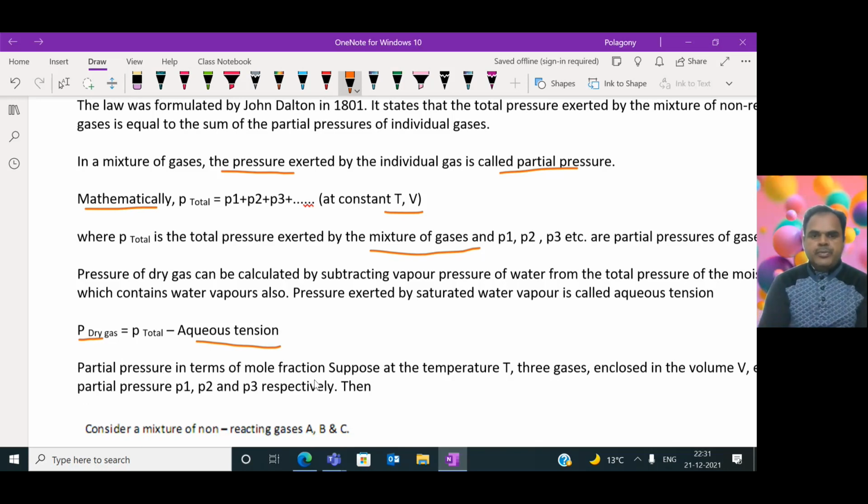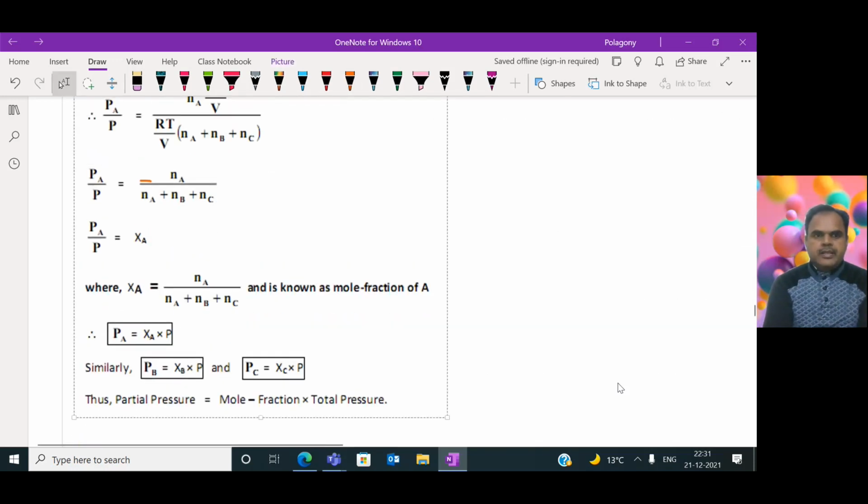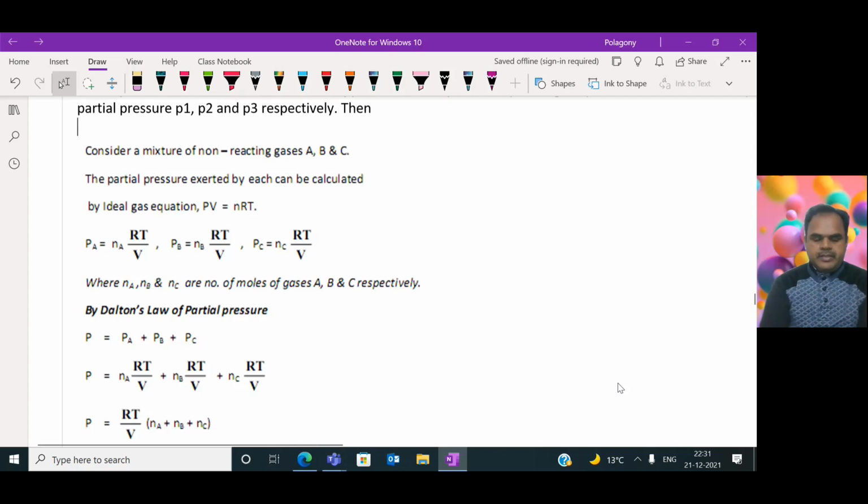The partial pressure in terms of mole fraction: suppose at temperature T, three gases are enclosed in the volume, and the partial pressures are P1, P2 and P3 respectively. Instead of P1, P2, we take them in the form of A, B, C. Consider a mixture of non-reactive gases A, B, C.